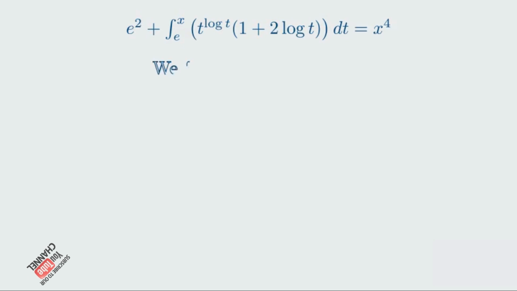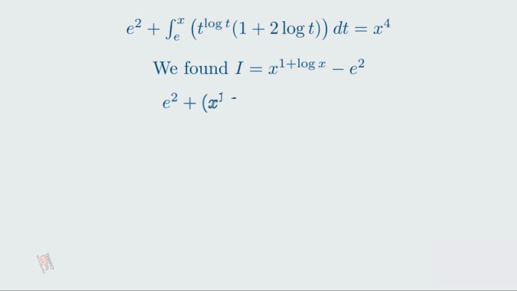Now that we have a simplified expression for our integral, we can substitute it back into the original equation to solve for x. Here is our original equation again. And here is our simplified integral, I. Let's substitute this back into the equation. The equation becomes e squared plus the quantity x to the 1 plus log x minus e squared equals x to the 4th. Notice what happens here. We have a plus e squared and a minus e squared on the left side of the equation. They cancel each other out. This gives us a much cleaner equation, x to the power of 1 plus log x equals x to the 4th. Now we just need to solve this equation for x.